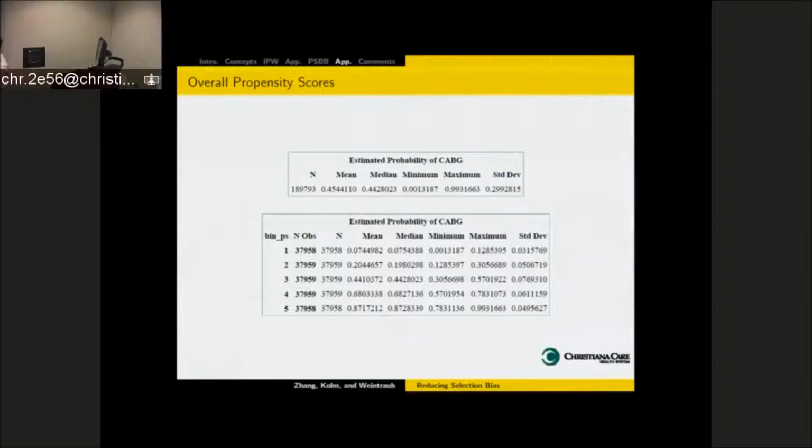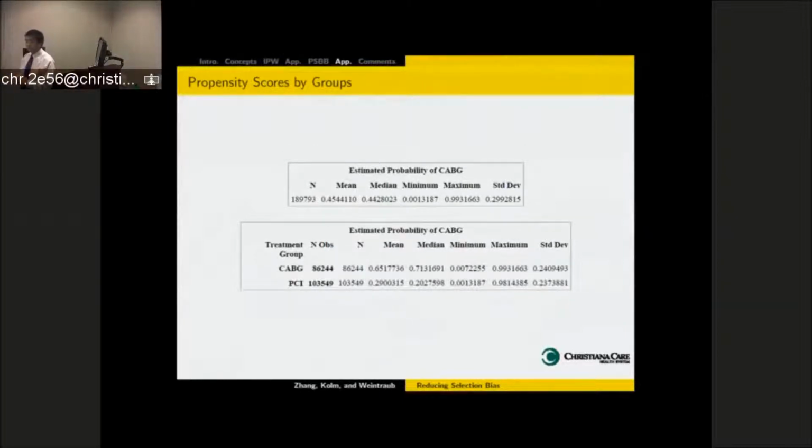And then we can see the difference for the mean propensity score, which means the propensity score function is a monotone increase. So this is for overall. And then if we look at the different groups, PCI group and the CABG group, the overall, as we just said, is 0.45, 0.44. And for the patient who get a CABG, the mean is about 0.65, and the PCI is about 0.29. So we can see the huge discrepancy.